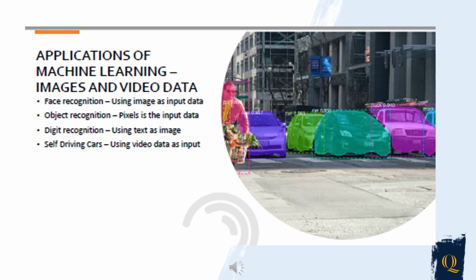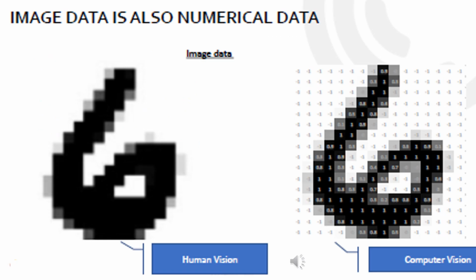Last, self-driving cars. They're an advanced application of machine learning that relies heavily on video data, and these systems use video feeds from cameras mounted on the vehicle to detect and track objects like cars, pedestrians, road signs, and traffic signals. By processing real-time video data, self-driving cars can make decisions such as when to stop, turn, or change lanes, which ultimately aim for safer and more efficient transportation.